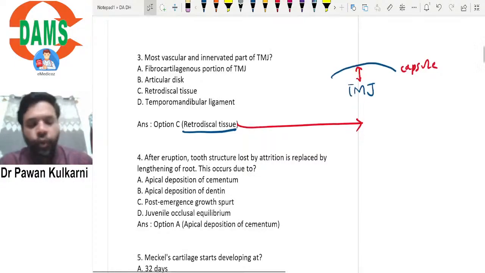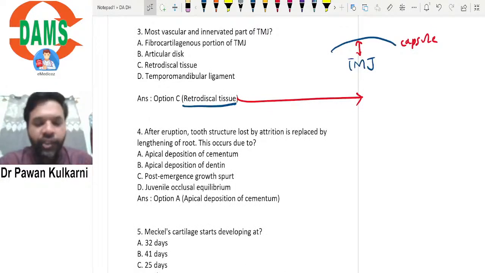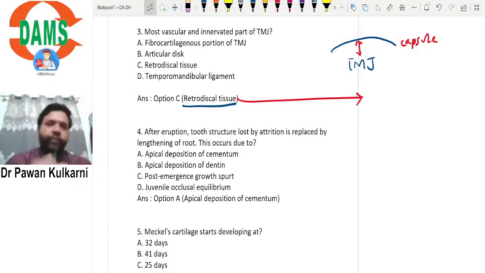After eruption, tooth structure lost by attrition is replaced by lengthening of the root. This occurs due to masticatory forces. Once the tooth erupts into the oral cavity, there will be attrition. So what happens if there is attrition? The occlusal height reduces. If it reduces, how to compensate the occlusion, so that the opposing teeth have proper occlusion for proper dental health?